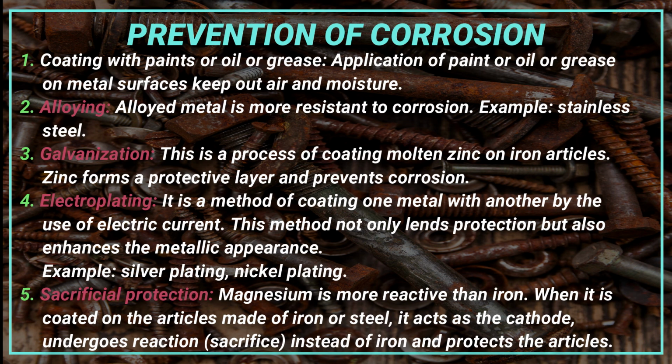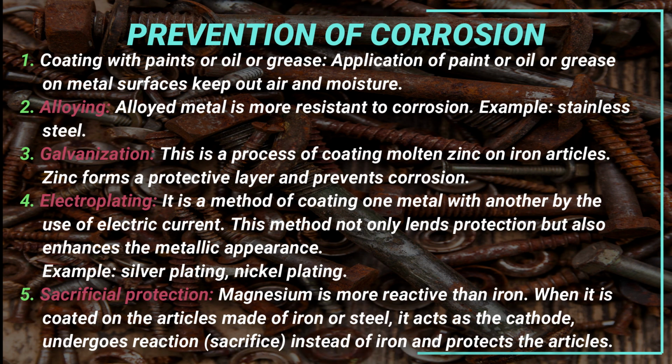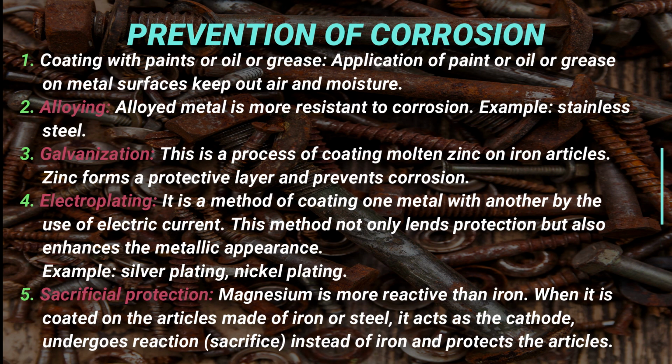4. Electroplating. It is a method of coating one metal with another by the use of electric current. This method not only lends protection but also enhances the metallic appearance. Example, silver plating, nickel plating. 5. Sacrificial protection. Magnesium is more reactive than iron. When it is coated on articles made of iron or steel, it acts as the anode, undergoes reaction, and is sacrificed instead of iron, and protects the articles.